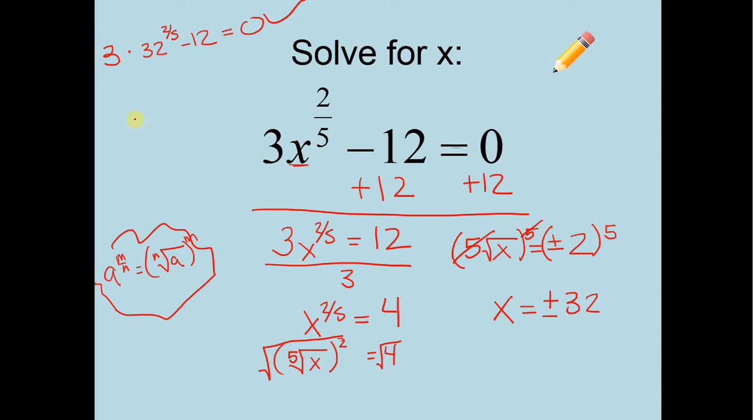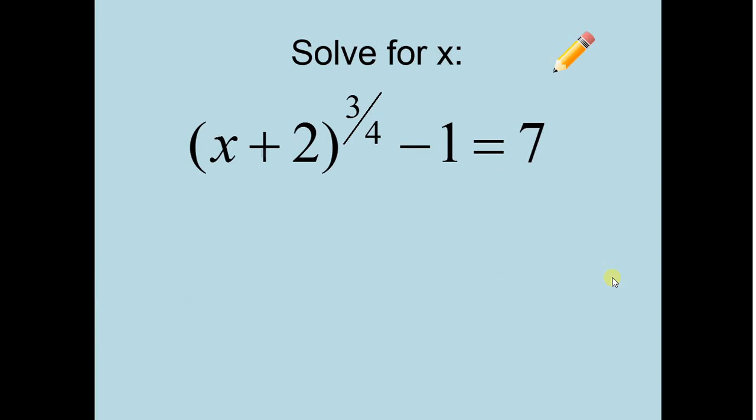Let's check the negative 32. So 3 times negative 32 to the 2/5 minus 12. And this is easy, a calculator problem. You can put this in your calculator. Negative 32 to the 1/5 is negative 2. Negative 2 squared, 4. 4 times 3, 12 minus 12, 0. So it works. Neither of these are oopsie answers, both of them work.